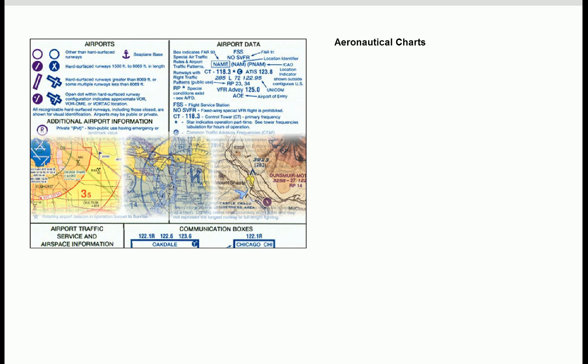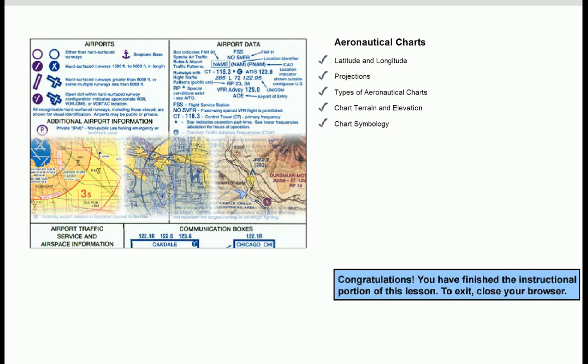VFR aeronautical charts are essential tools for accurate visual navigation, helping you decipher symbols and decode flight information. In part, they depict airport symbols and airport data, navigation aids and communication symbols, topographic information, and airspace and obstruction symbols along your route. To increase your understanding of aeronautical charts, you explore the following topics in this lesson: latitude and longitude, projections, types of aeronautical charts, chart terrain and elevation, and chart symbology.